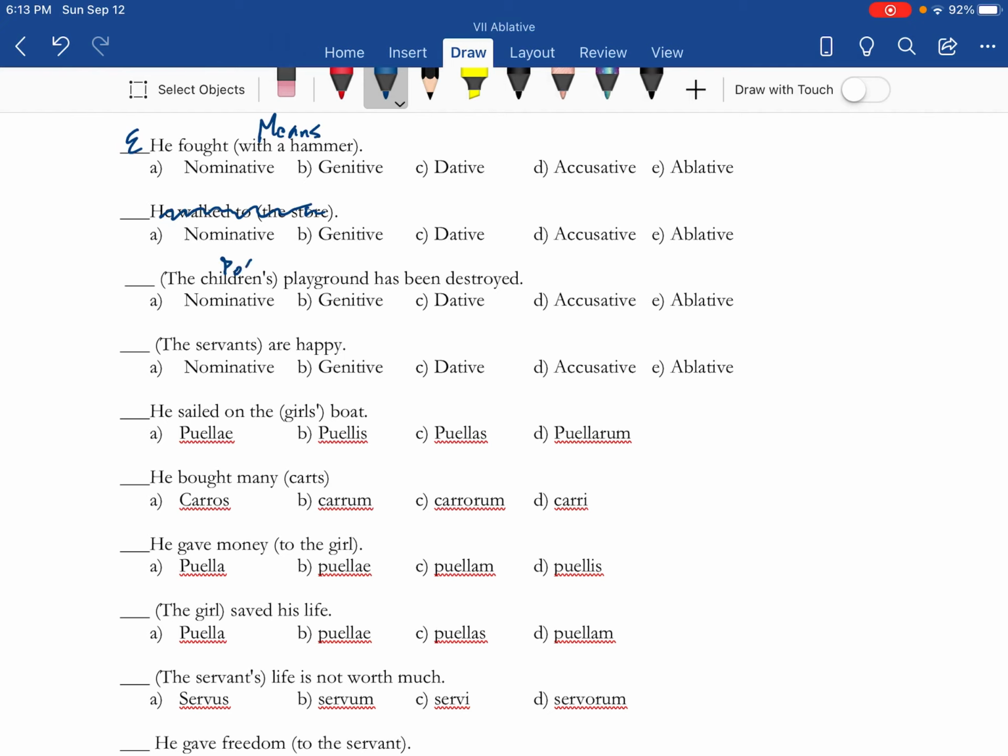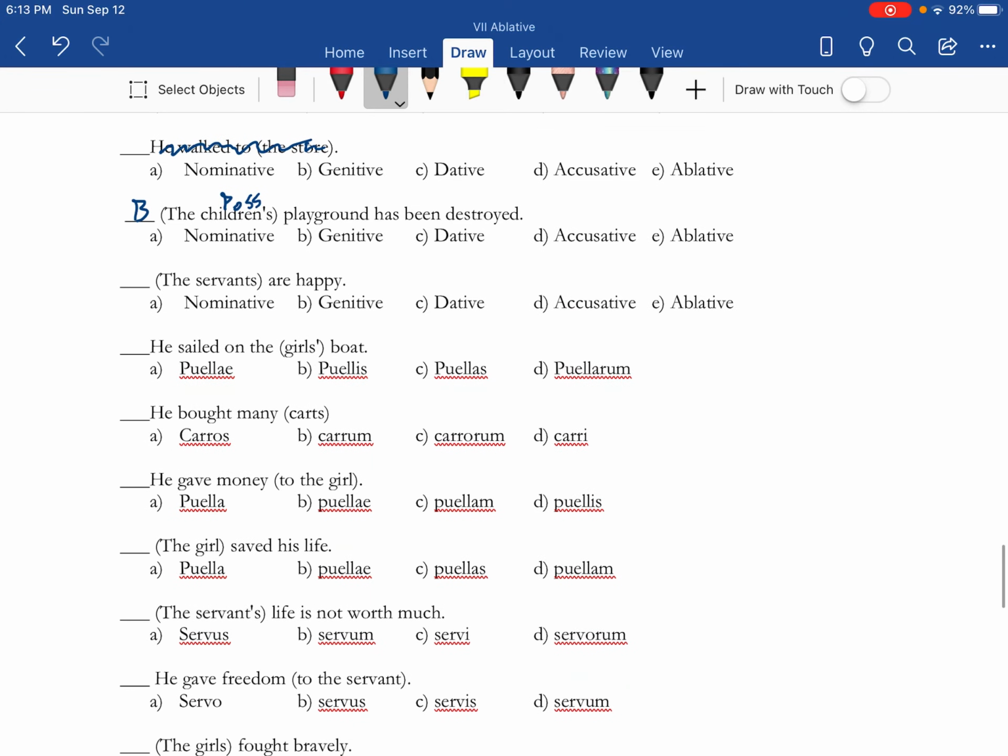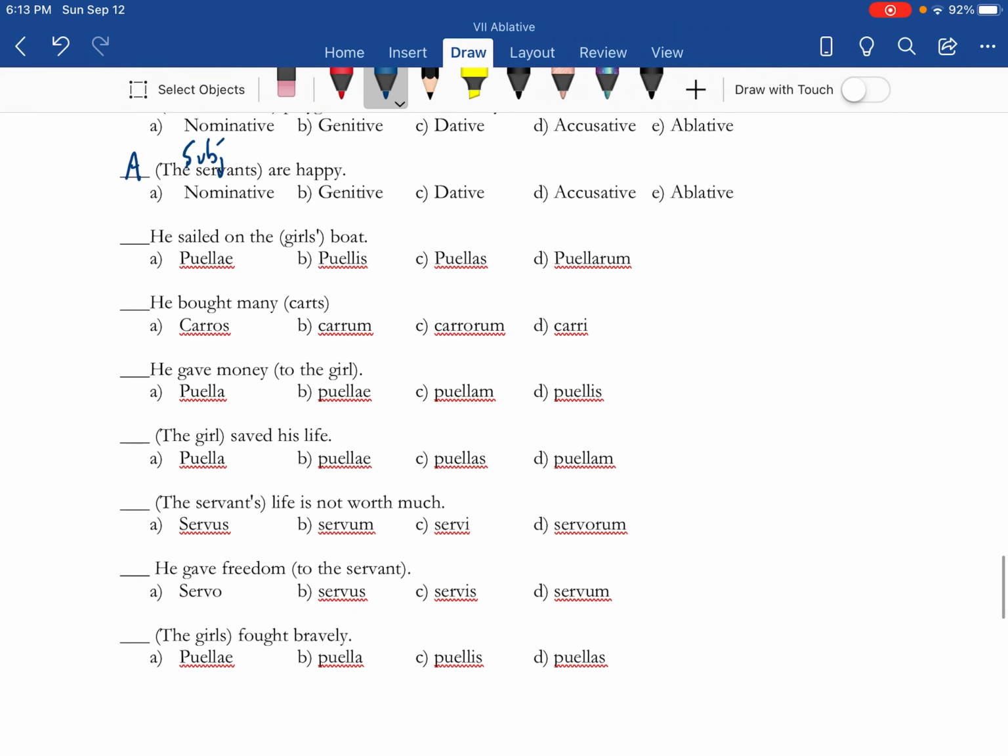All right, children's. All right, possessive, so genitive. The servants are happy. That's the subject. So, A, nominative. Okay, we got the apostrophe on the right, so that's genitive and plural. Look at the endings, you'll see it's D, A-R-U-M. Bought many cards, it's a direct object, which is accusative, plural. So if you look at all the endings, that's going to be A.